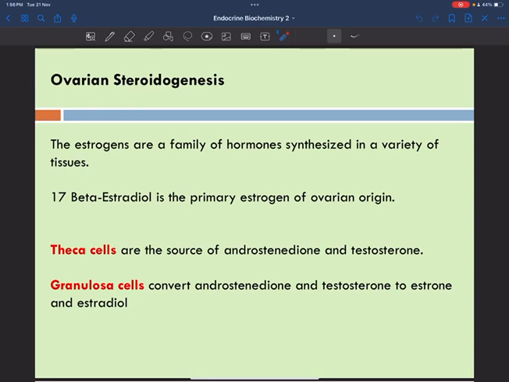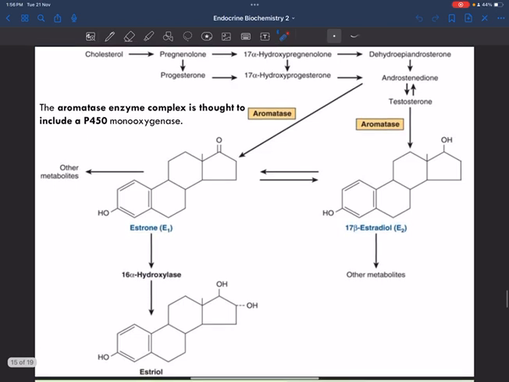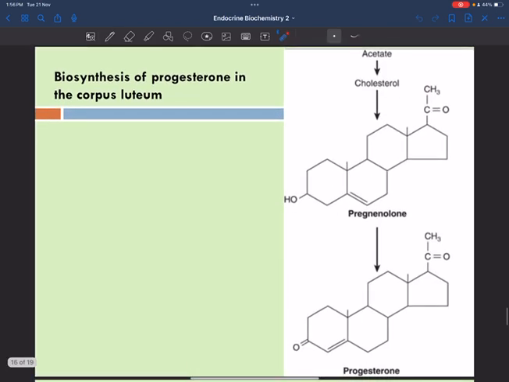If we compare, for example, the female process here with the male process, whether we have testes or ovaries. Progesterone is also synthesized in a special structure in the ovary, the corpus luteum, during the process of pregnancy. So progesterone is a very important hormone during the pregnancy process.